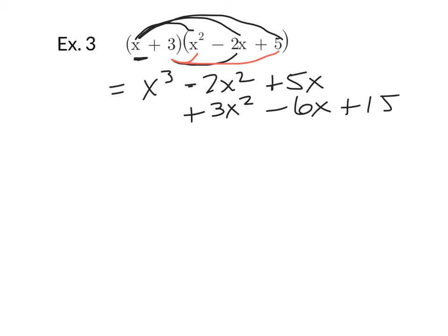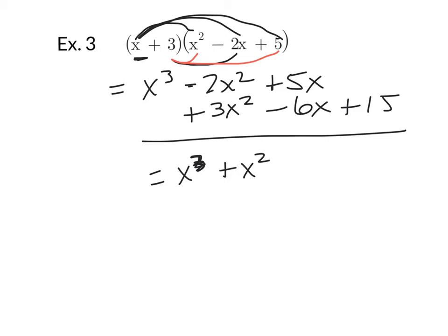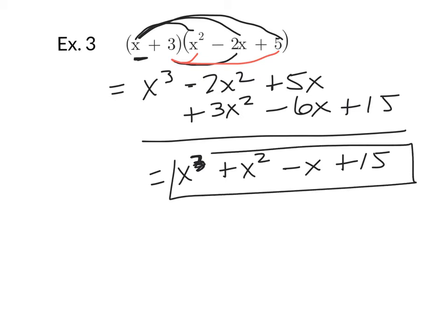Now at this point we have to combine like terms, and since I have lined up my like terms, that's going to make it a little bit easier. Our final answer then will be, oh excuse me, not x squared, this would be x cubed. All right, and then we'll combine our x squared terms. That would give us a positive x squared. Combining your x terms, positive 5x plus negative 6x would be negative x, and then the constant term plus 15. And that's our final answer.